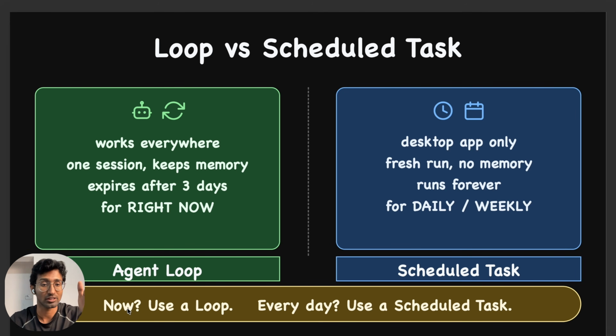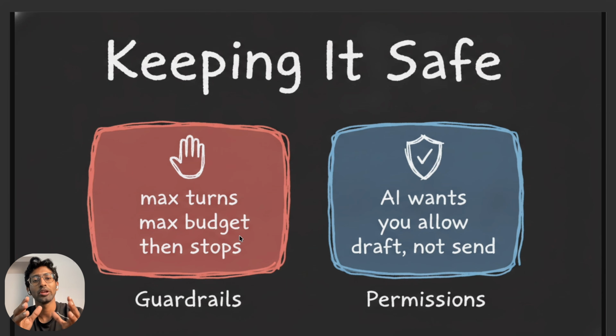Now, if something needs to be done now, then you use a loop. And if there is something that you need every day or weekly, you use scheduled task. And while you're doing this, you need to keep guardrails. Guardrails are like the boundary that you set, because without a boundary... and this is one of those simple use cases that I'm explaining, but when you're trying to build some complicated use cases where the agent needs to run again and again doing some long stuff, at that time you need guardrails.